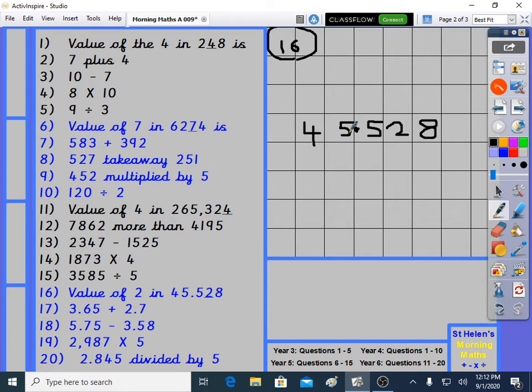Why couldn't there be 2 2s in this question? Why is there only 1 2 in this question? It's because the question wouldn't work if there was more than 1 2, because you wouldn't know which one to find the value of. Does that make sense? So that's why you'll only ever find 1 of that digit that's underlined. Value of the 2, there's only going to be 1 2 in the question. Let's put the hats on.